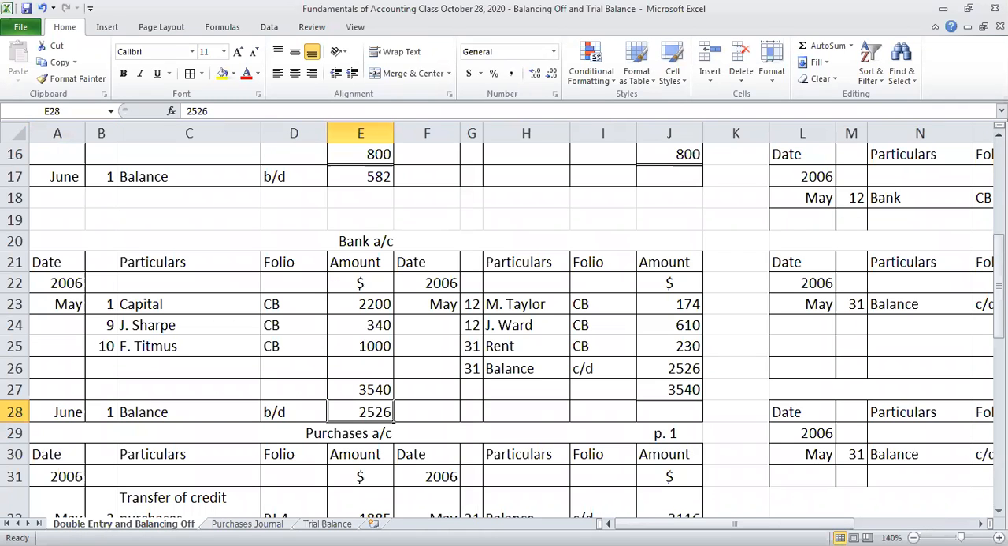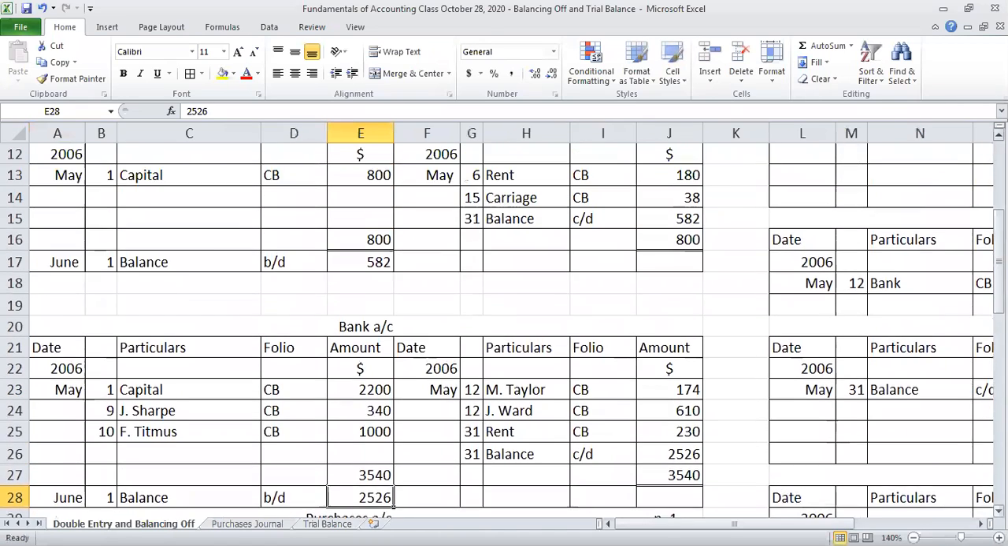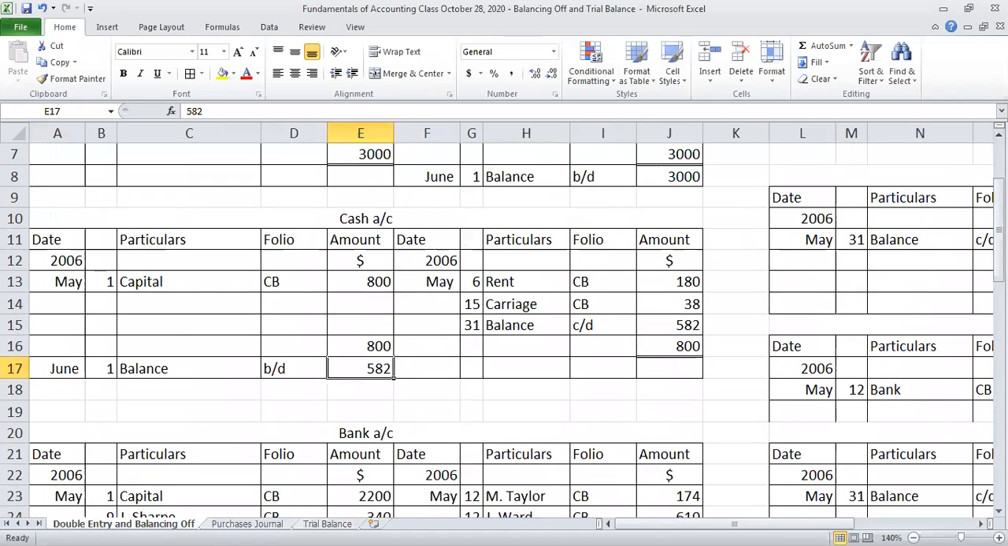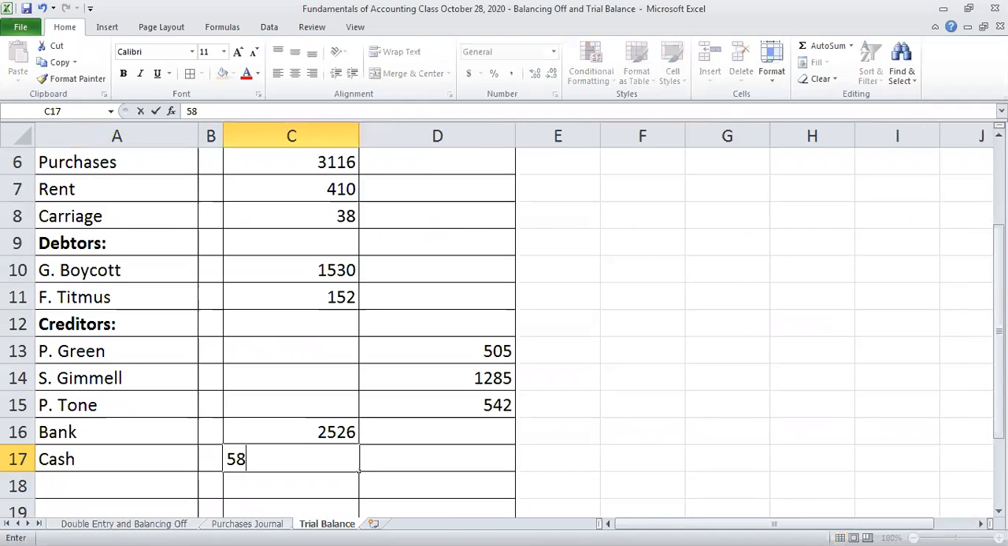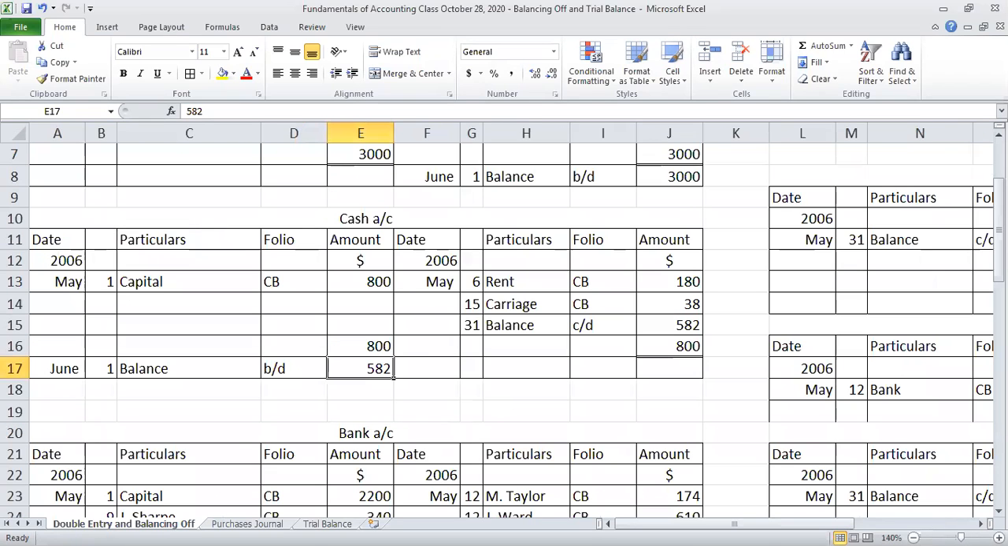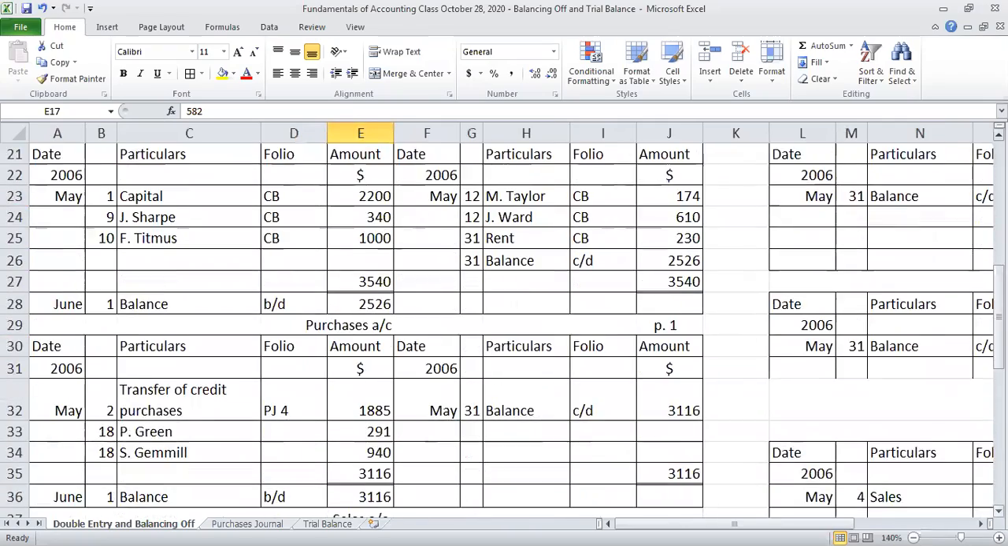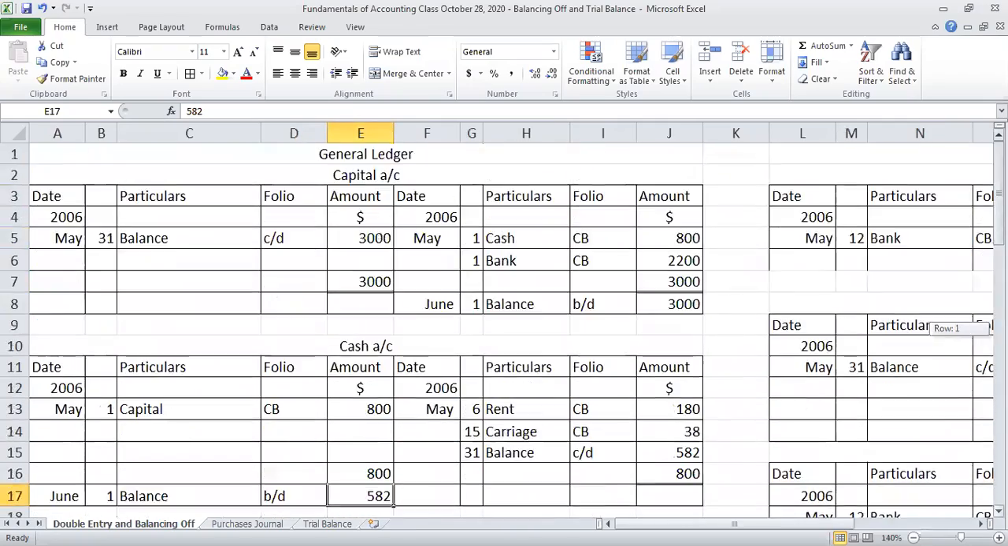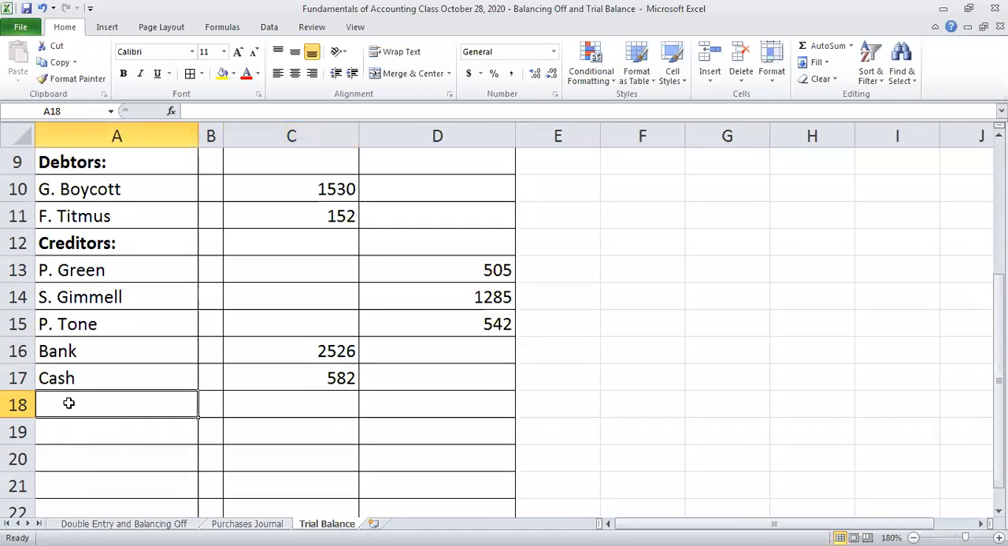And the cash figure would be a debit balance of 582. All right. And then the last one is capital, which is a credit balance of 3,000. In capital, I put it on the credit side.